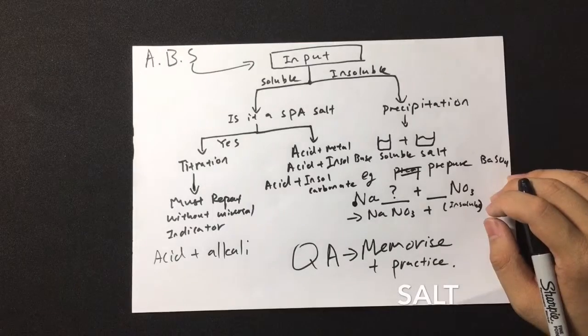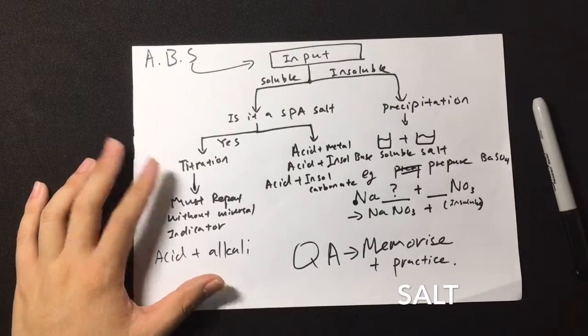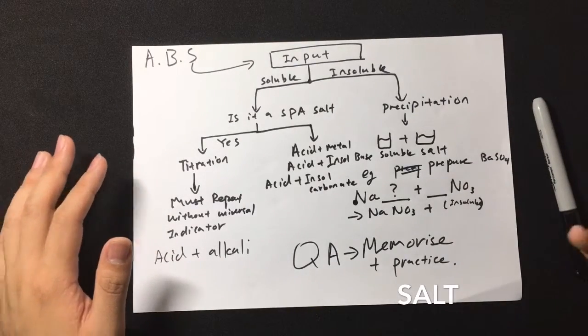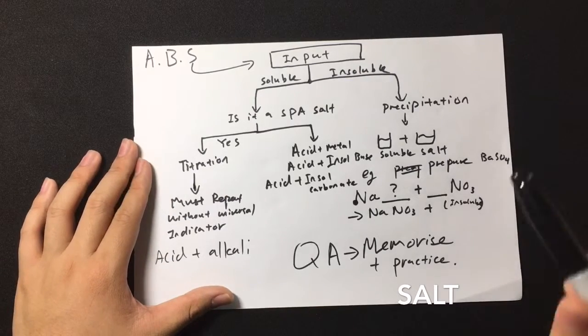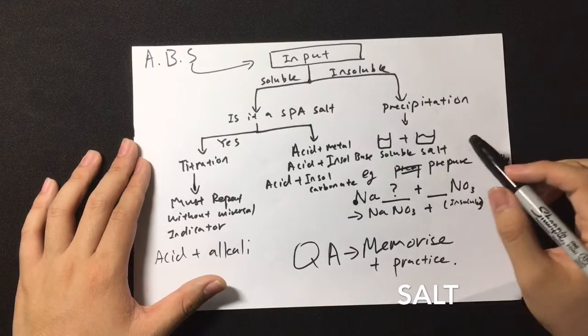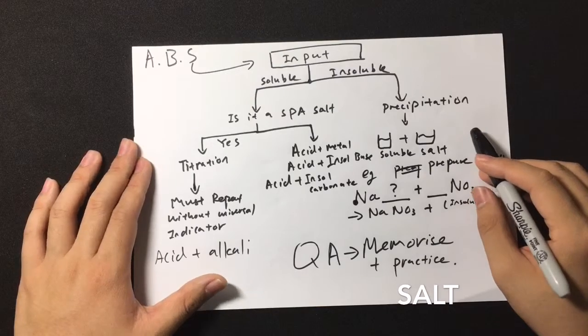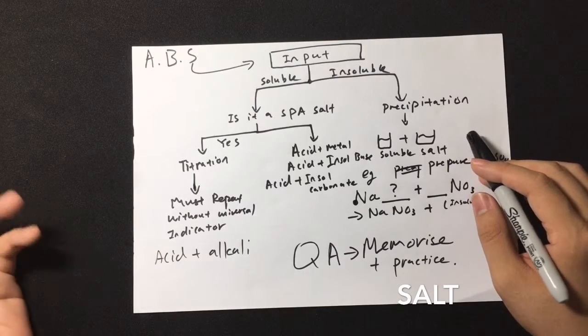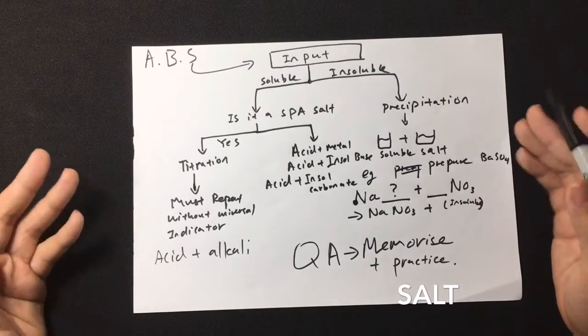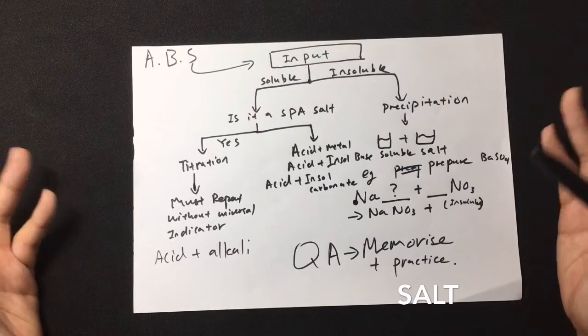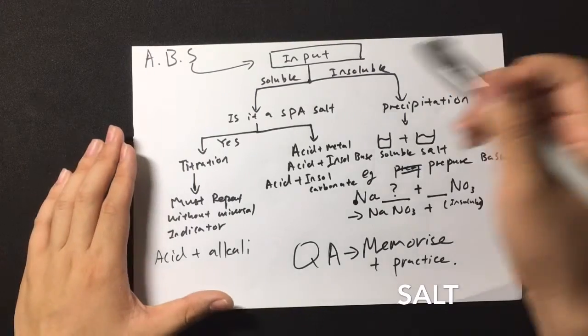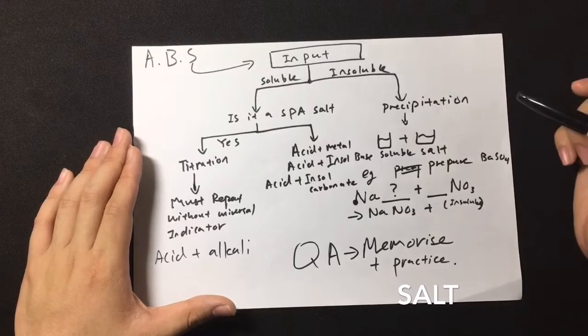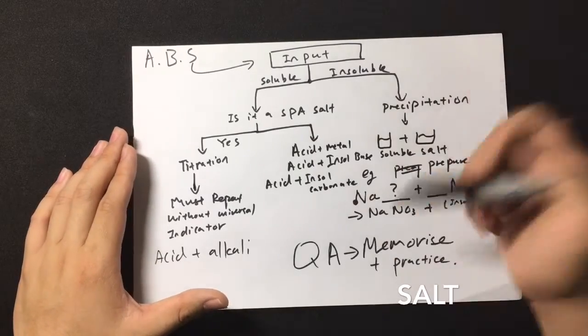Now we will move on to the last part of this chapter, which is salt. In order for you to do salt and to understand how salt works, you must first memorize or familiarize yourself with the solubility table. You must be able to tell me whether this salt is soluble or insoluble. Then we can go into this. Assuming that you now know the solubility of the salt, we'll go into how to analyze it and how we can actually prepare it. So follow these steps.